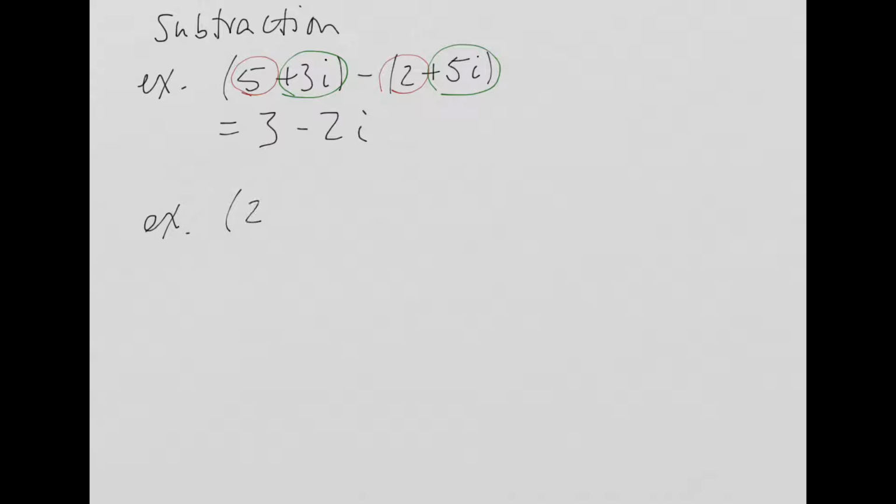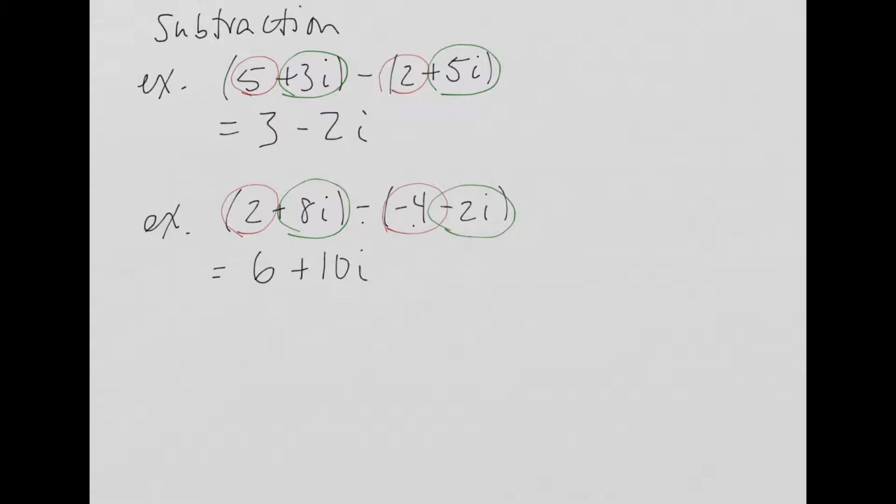Okay, how about 2 plus 8i minus negative 4 minus 2i. I'm going to start with my real parts, and remember I'm subtracting, not adding. So I get 2 minus a negative 4. You want to be careful here. I'm subtracting that negative 4, so I'm really adding. So I get a 6. Next, look at my imaginary parts. So I have 8i minus a negative 2. Subtracting a negative means I'm adding. So I get 10i. So 6 plus 10i.